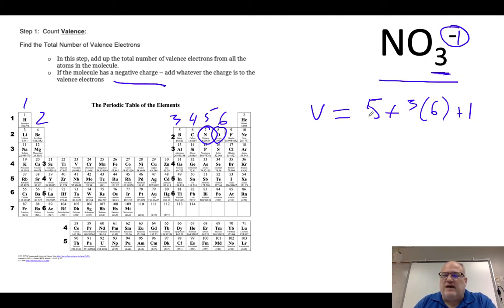That's important because if we add 5 plus 3 times 6, that's 23. If we left it at 23, we'd have an odd number, and that is problematic for us. So 23 plus 1, the valence electrons in this case are going to be 24. Now, part of what we're doing with this strategy is kind of like a magic trick to figure out the number of bonds so that we can draw a structure.